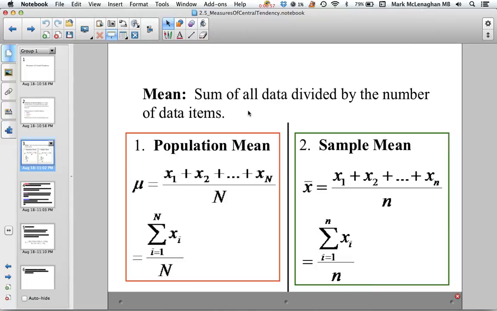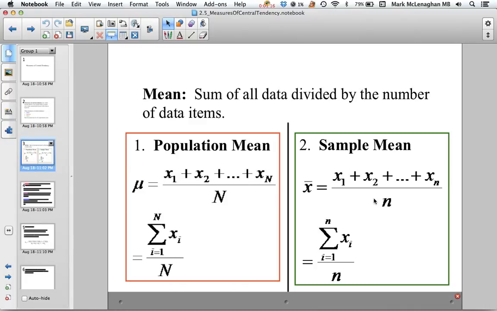So let's look at mean. So mean, here's your formula. I know everyone's favorite thing, the sigma notation. But basically, there's two means, but they're calculated the same. One is the population, so if you have the whole population, all the values, you add them together and divide by how many the values are.